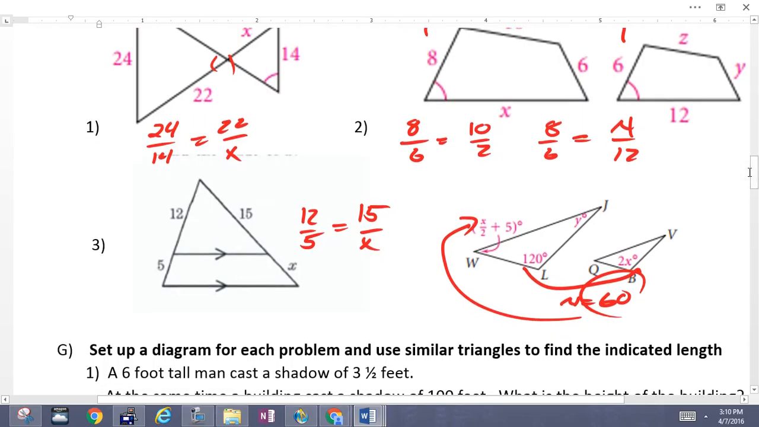Okay? Here we have our side splitter theorem saying that the top to the bottom ratio is consistent. 12 is to 5 as 15 is to x. Cross multiply. Here we have similar triangles, so on the basis of similar triangles, we know that the corresponding angles are congruent, so we can solve for those pretty easily.